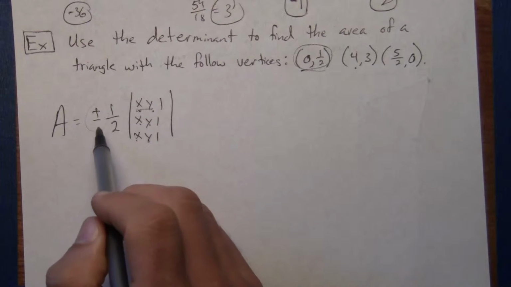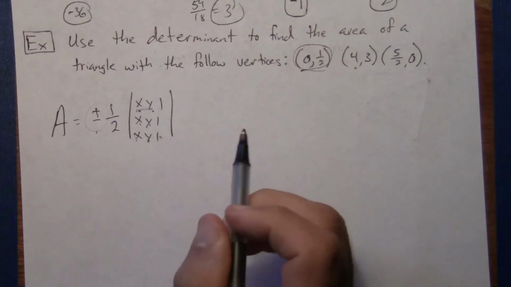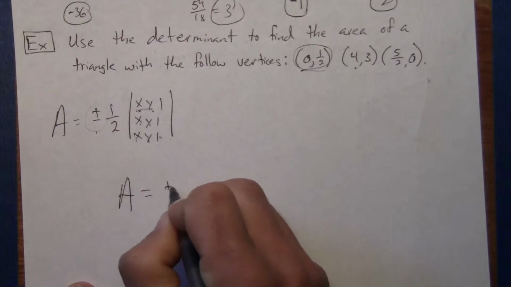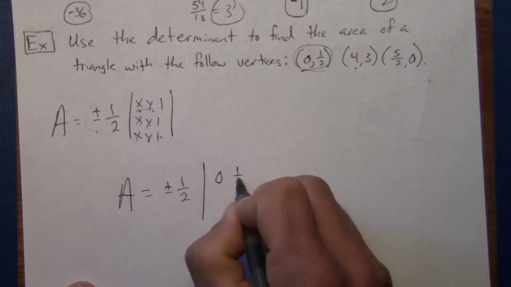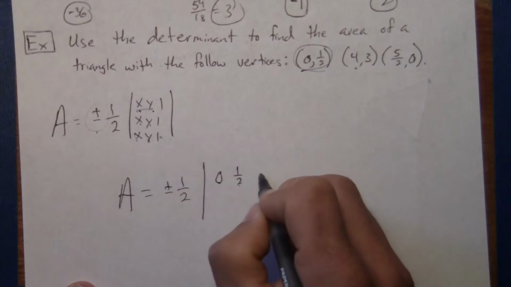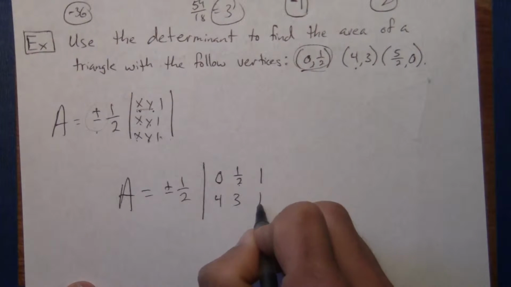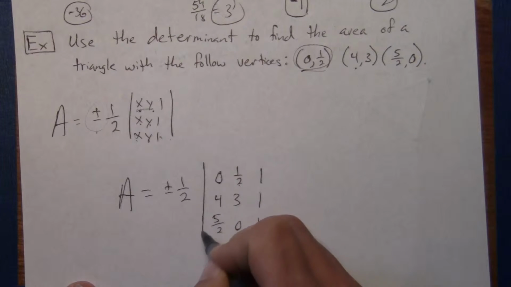And then again, just a reminder, that's plus or minus because we don't know if this is going to end up being positive or negative. So just know that your final answer has to be positive. So the idea here is that the area is equal to plus or minus 1/2 times the determinant of 0 is my x value, 1/2 is my y value, and then 1. 4 is another x value, 3 is a y value, and then 1, 5/2, 0, 1.